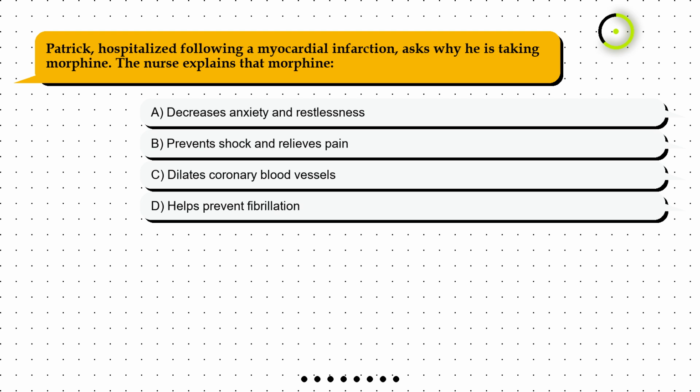Question 6. Patrick, hospitalized following a myocardial infarction, asks why he is taking morphine. The nurse explains that morphine. Option A. Decreases anxiety and restlessness. Option B. Prevents shock and relieves pain. Option C. Dilates coronary blood vessels. Option D. Helps prevent fibrillation.